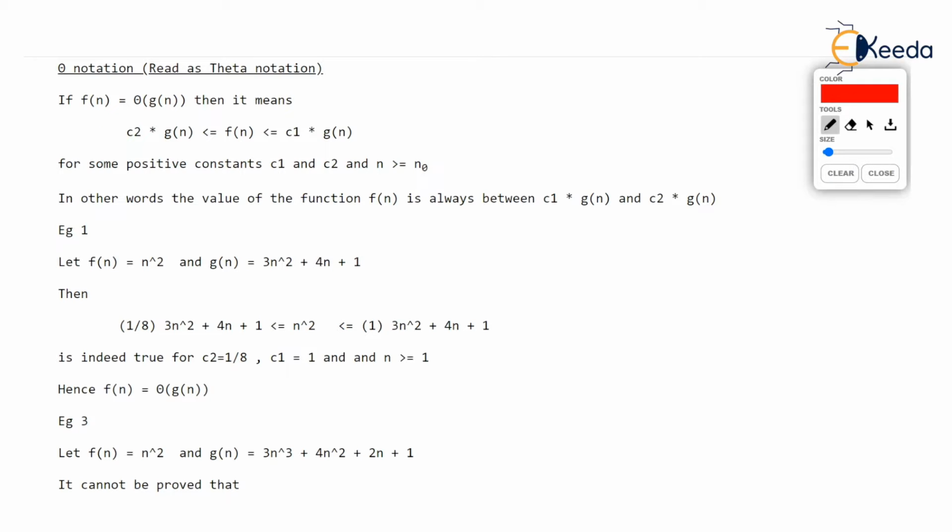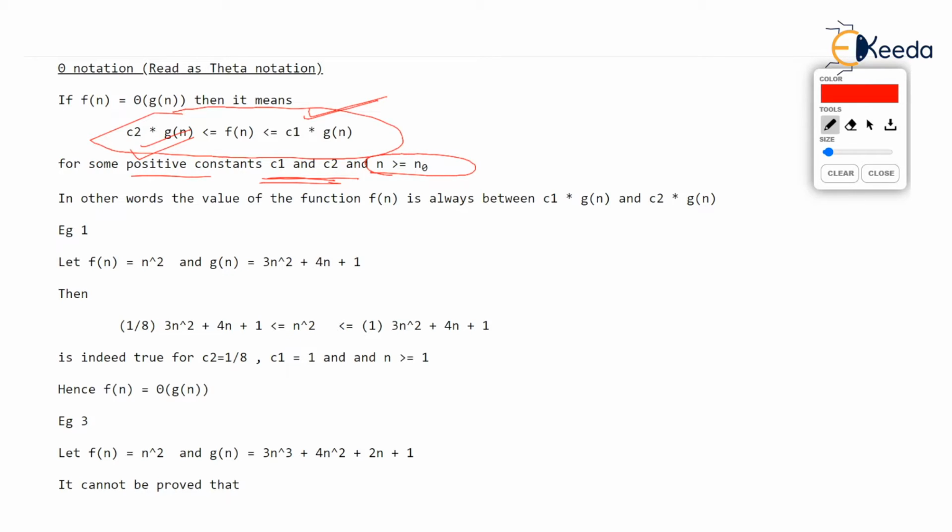By the way, this relation which I am marking is true for some positive constants C1 and C2. Now here there are two constants, because on one side Gn is multiplied with C1 and on the other side Gn is multiplied with C2, and this is true for n greater than or equal to n naught up to infinity. From n naught it is true up to infinity for any value of n.